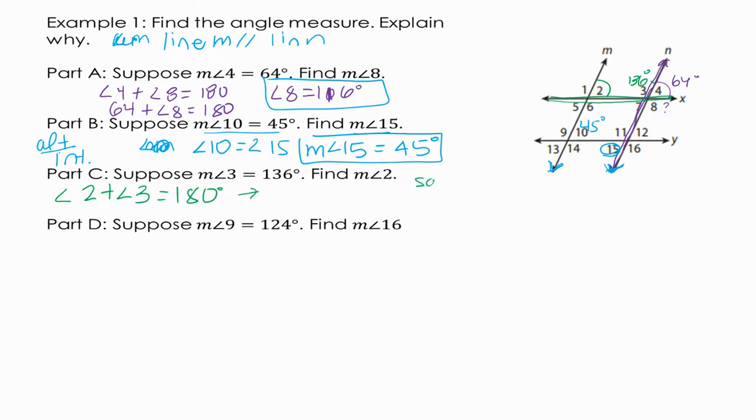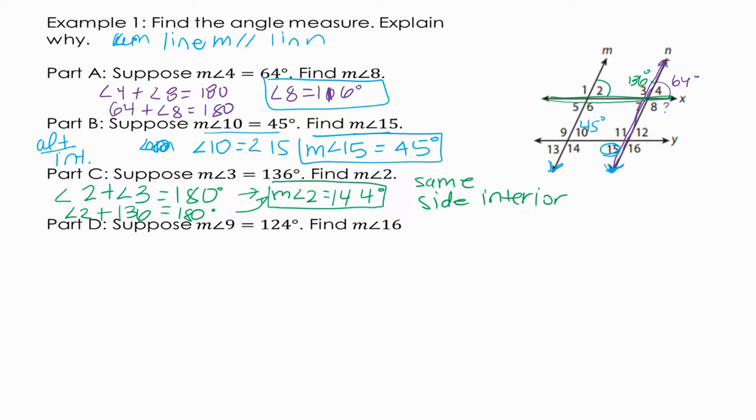And these are same side interior. I know that angle 3 is 136 degrees, so I'm going to go ahead and plug that in. I'm going to subtract 136 from both sides, and I'm going to get 144 degrees. And that would be my solution.